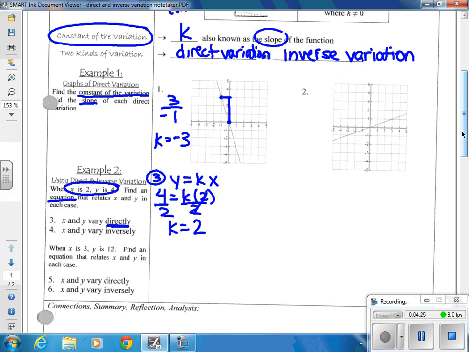To write the equation, you go back to the formula and take the letter k out and replace it with what you just found. So the equation that is the official answer to this is y equals 2x. This direct variation equation satisfies the answer to number 3.